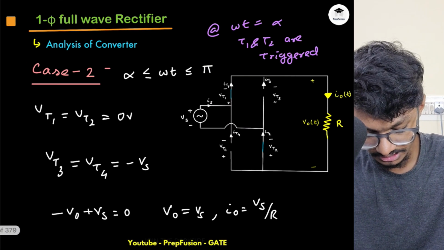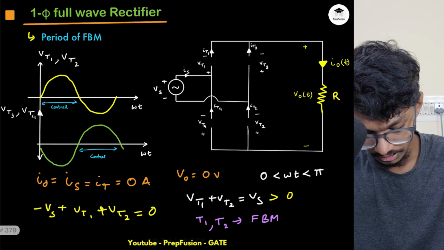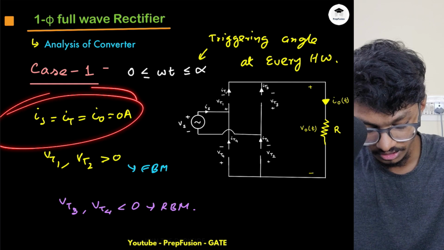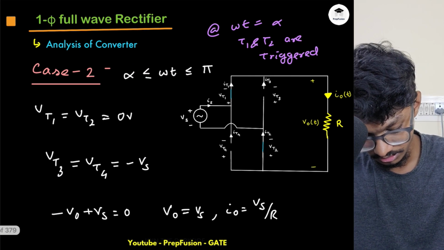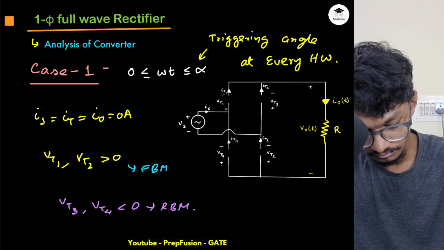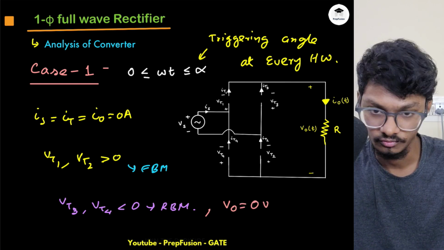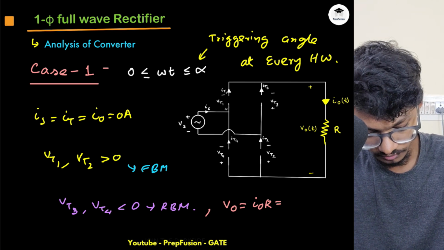So did I write this in the case 1? I'll just quickly check. Okay, this is not the case 1, this is the case 1. Yeah, all of them are 0 amperes, but you need to understand why they are 0 amperes. I forgot to write the VO as well here. So VO will be 0 volts right now, because VO is IO into R.